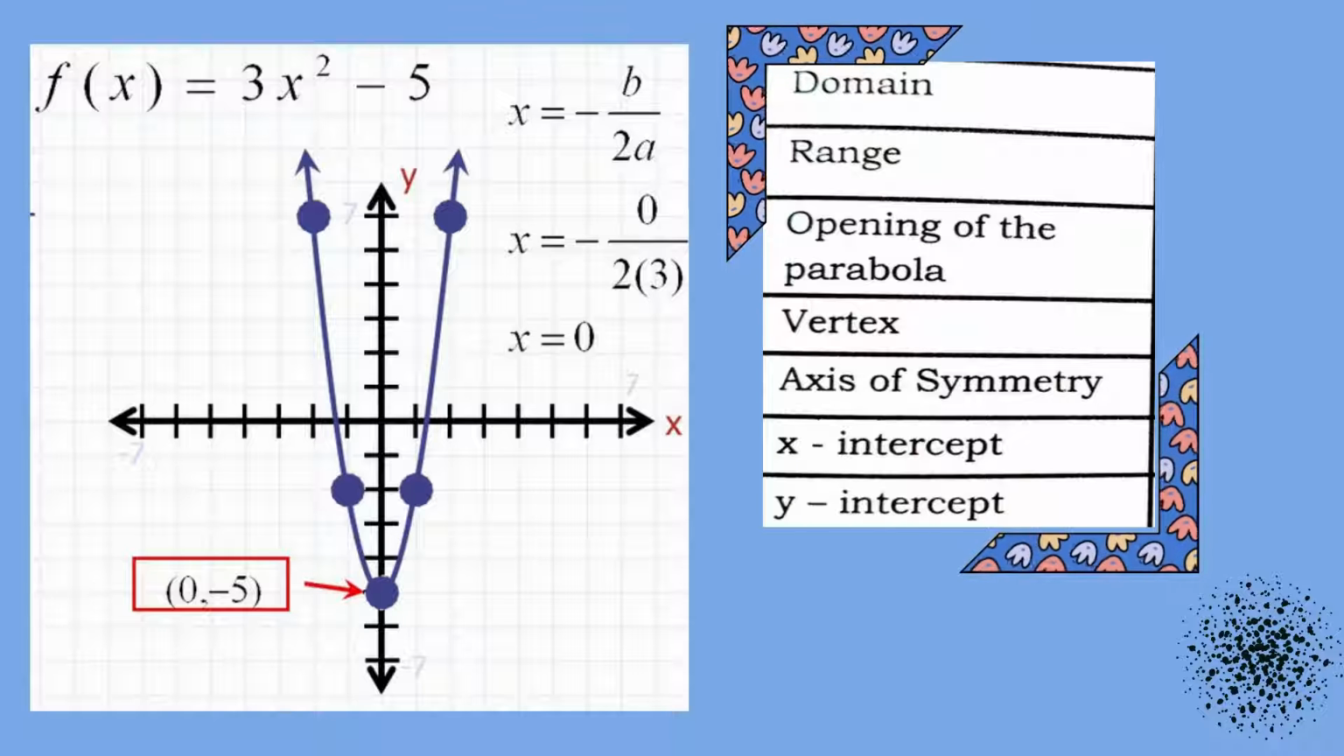The opening of the parabola is upward, since a is positive. The vertex is (0, -5). The axis of symmetry is 0, and the y-intercept is -5.